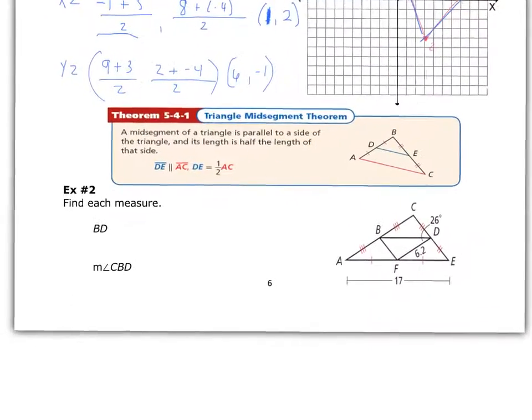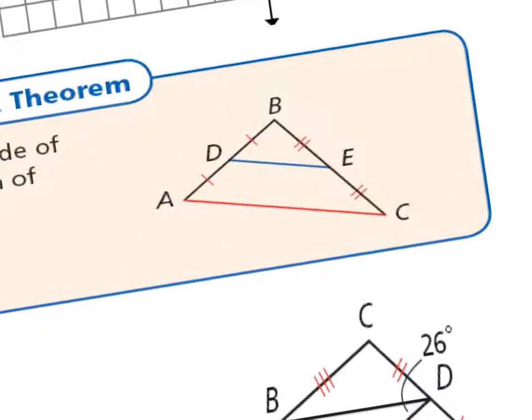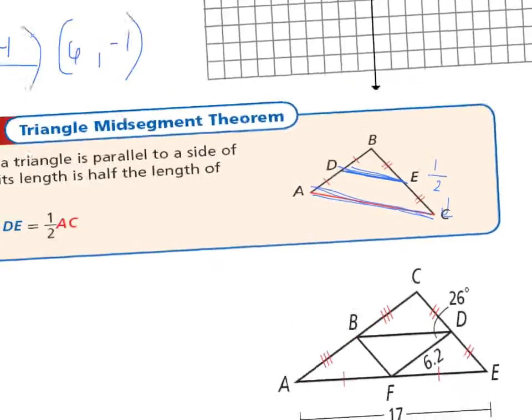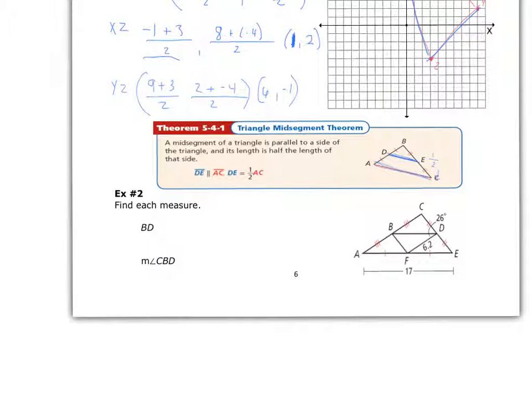Alright, so what we're really here for today is to learn about the triangle midsegment theorem. The midsegment of a triangle is parallel to a side of the triangle, and its length is half the length of that side. So for instance, in a triangle, you will have a line that's parallel to another one, and the short one is going to be 1/2 the length of the big one. So if you have two lines that are parallel, one is half the length of the other.